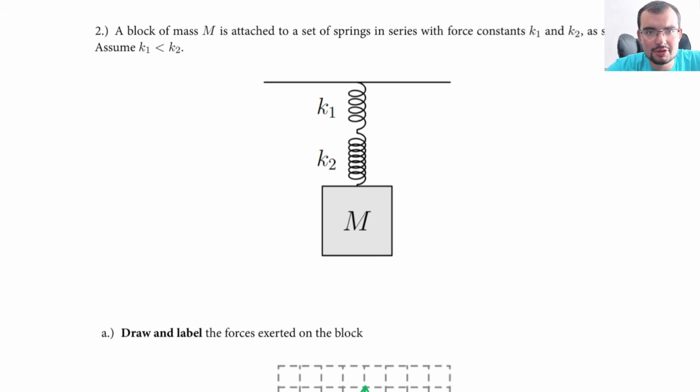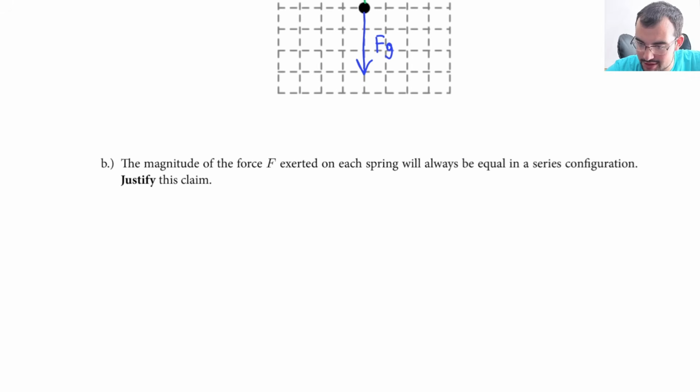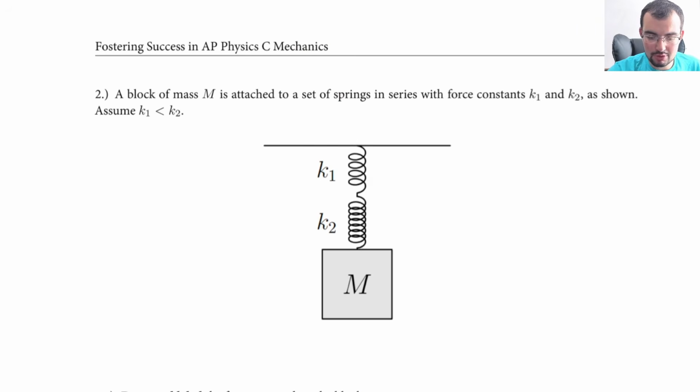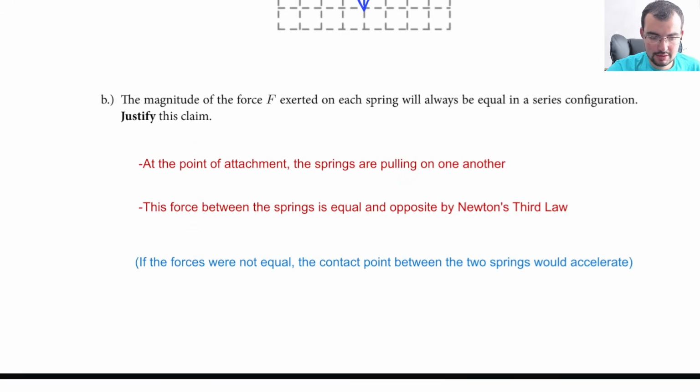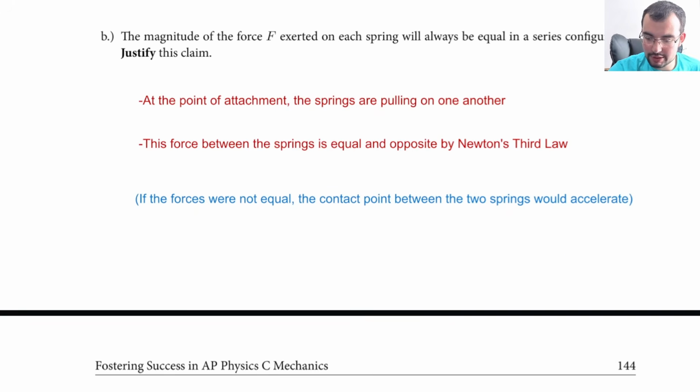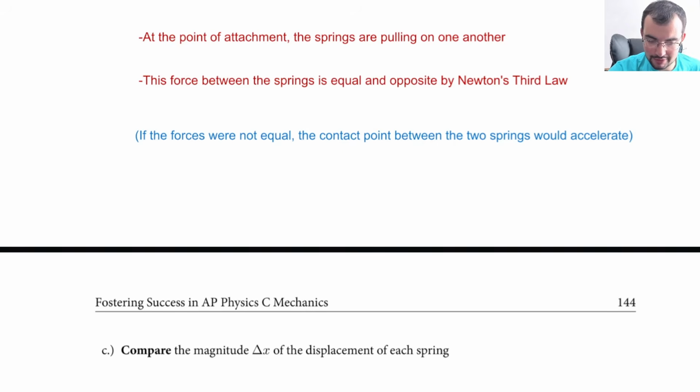I actually just like a Newton's third law approach. It might not be the most rigorous thing, but I've always interpreted this as Newton's third law, where the springs are pulling on each other. If you have two springs that are attached, they're pulling on each other. And any time two objects pull on each other, the forces are equal in magnitude and opposite in direction by Newton's third law. So the forces must be equal between the springs, meaning the forces are equal throughout the whole system. At the point of attachment, the springs are pulling on one another. This force between the springs is equal and opposite by Newton's third law. If the forces weren't equal, the contact point would accelerate and not be in equilibrium. That was kind of the first argument.